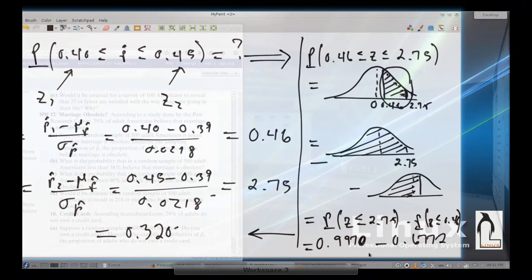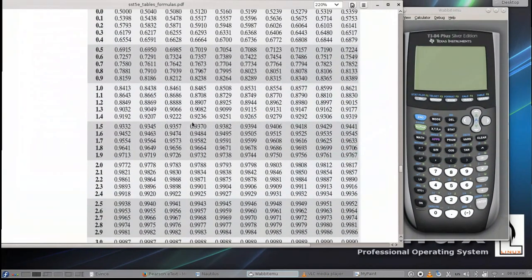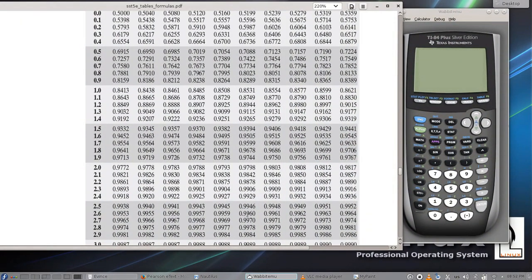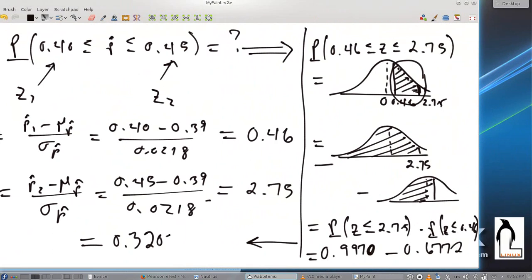Let's double check that. I believe it is a 2.75. Yes, it is a 0 right here. The 75. So 1, 2, 3, 4, 5, 6. That's the 6th column. So 0.9970, which is the right one. And so this is wrong then. So this should be a 1. Okay, that should be a 1.